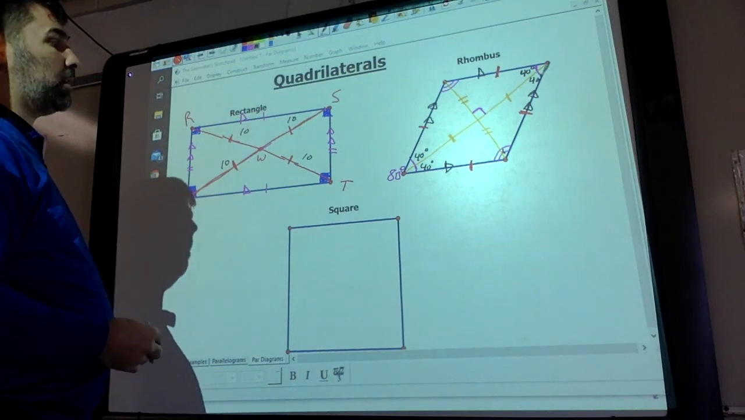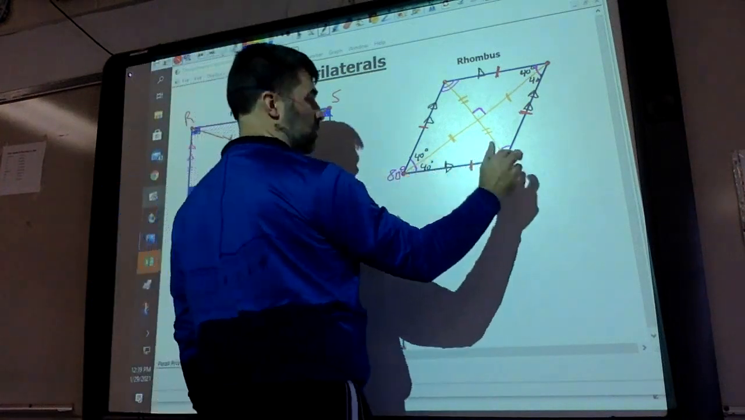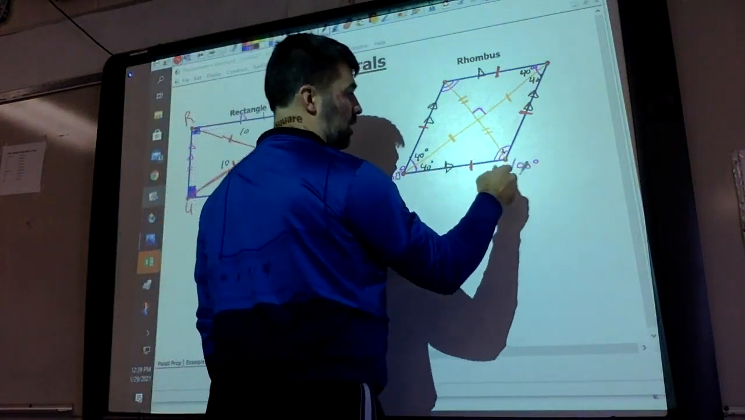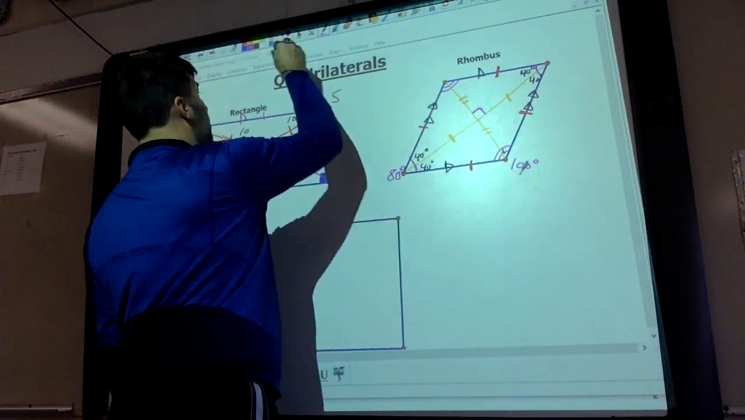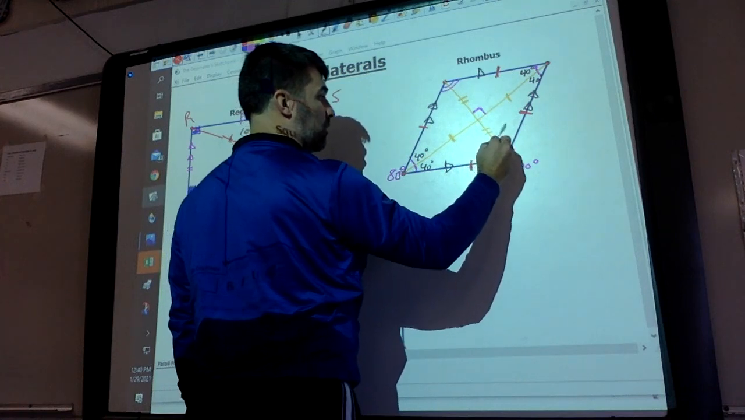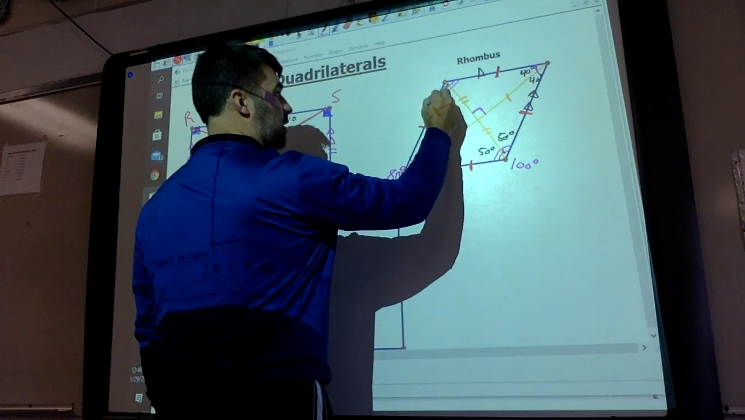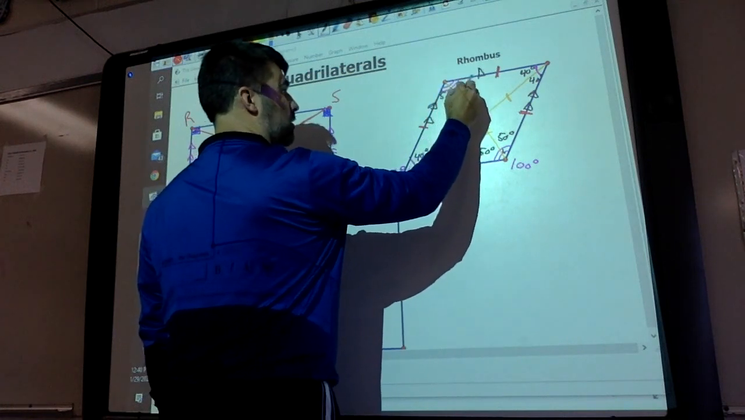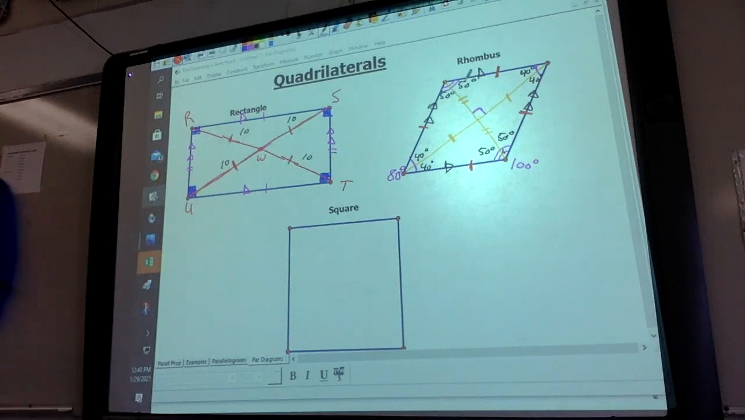Okay, again, because consecutives are supplementary, if that's 80, this would be 100 degrees. That diagonal bisects that 100-degree angle, which would make each one 50. And again, opposites are congruent, so that would be 50 degrees as well as that one. So there's a diagram with all the rhombus properties.